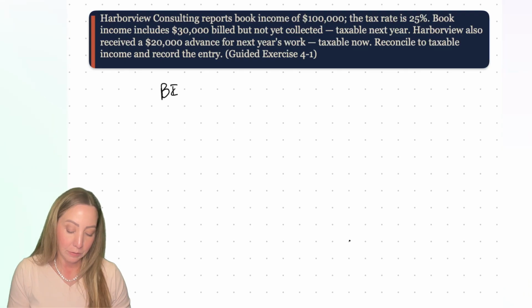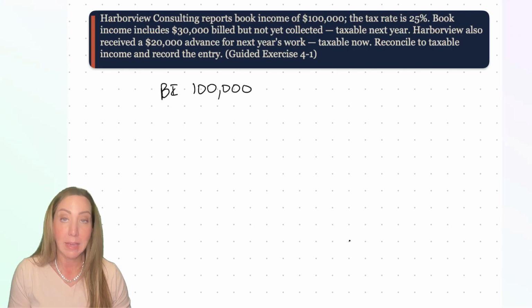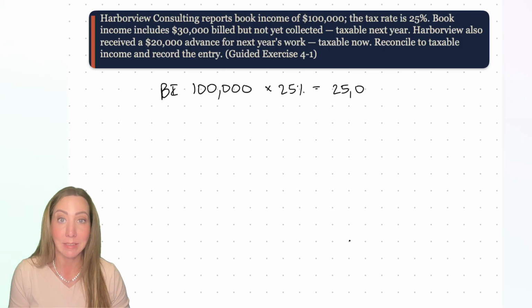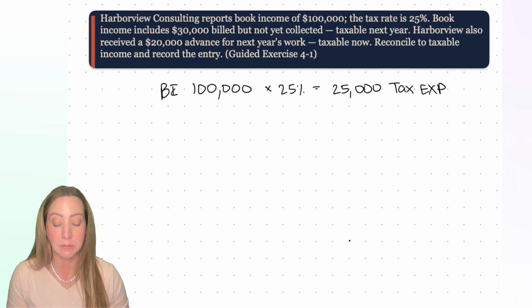All right, let's start with book income. We have $100,000. And our tax rate is 25%. So if I take book income times 25%, I'm going to get my tax expense. Next, I need to figure out what my taxable income is. So I'm going to start with book income and add or subtract things that may or may not have been collected in cash or paid in cash.